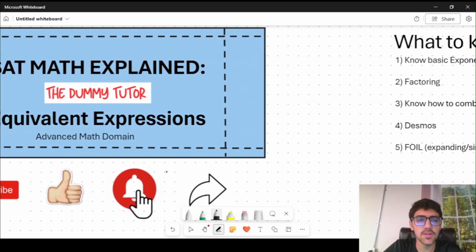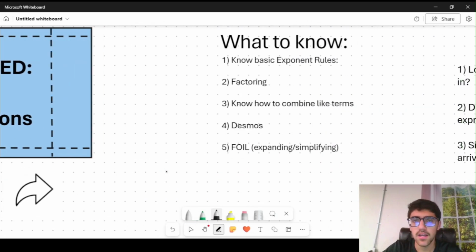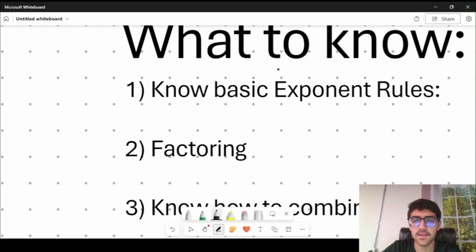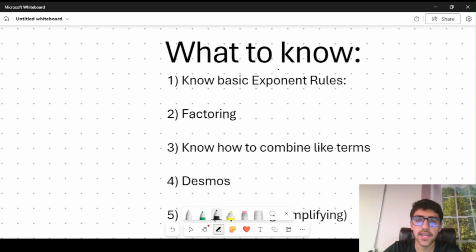Okay, so what do you need to know to solve the equivalent expression questions? One of the most important things, because it involves a lot of combining like terms and simplifying, is to know basic exponent rules in relationship to variables.